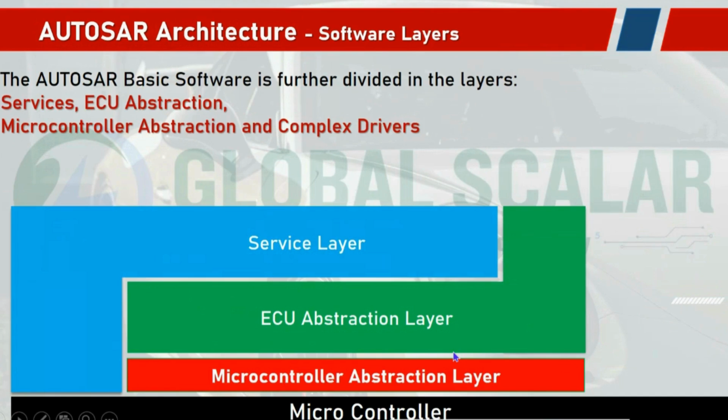Next is the service layer. It includes various services like communication, CAN, LIN, Ethernet, and diagnostics, operating system services, and security. These are part of the service layer.